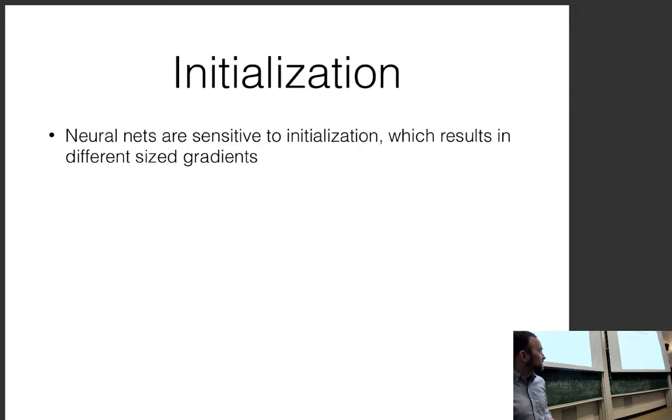So initialization. Neural networks are very sensitive to initialization. The reason is that it results in different size gradients and also different places on a nonlinear function being more common. To give a particular example, let's say we have an affine transform followed by a tanh nonlinearity, like the most common thing that you see in neural networks. The tanh nonlinearity looks like this, where x is centered at 0, and y is between -1 and 1.